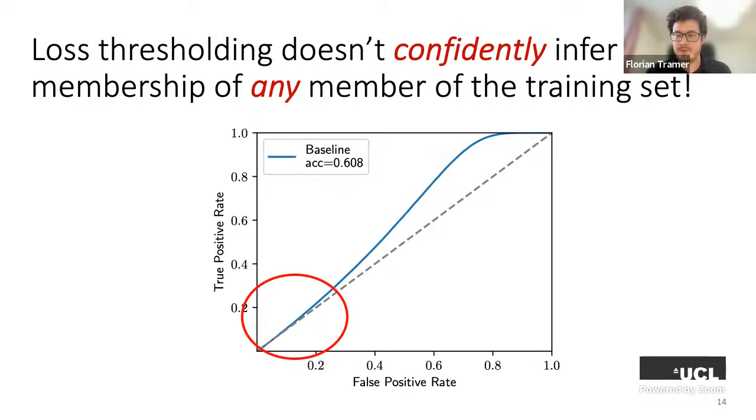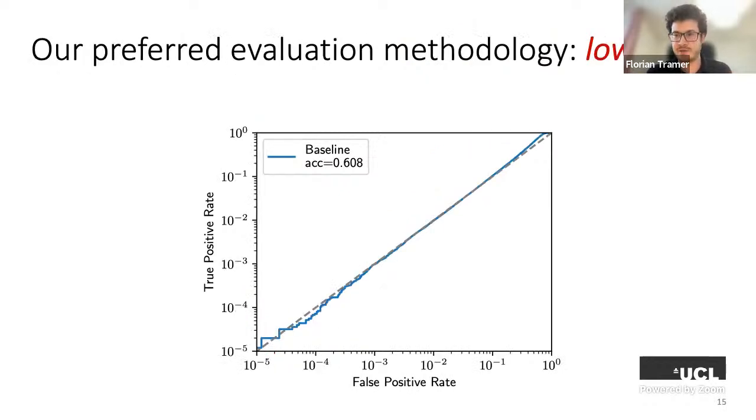To make this even more explicit, the way we advocate for looking at these results is that instead of plotting an ROC curve, you should plot your ROC curve in log-log scale. This enforces looking at what happens at very low false positive rates, in regimes where your attack makes very, very few mistakes. Here you can see that this simple loss thresholding attack doesn't really work at all. In this regime, it does no better than chance.